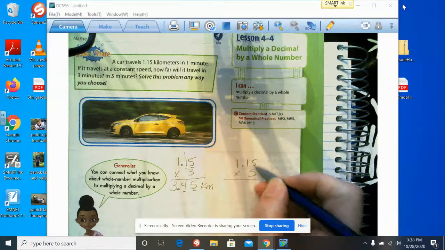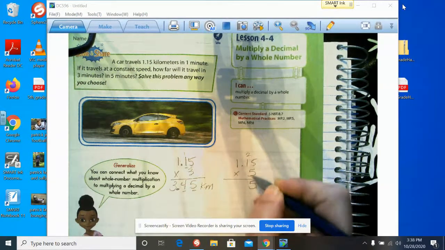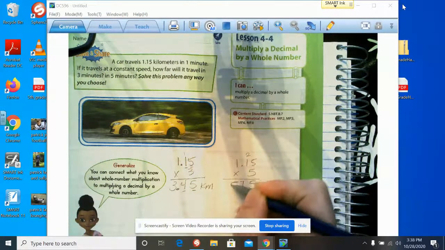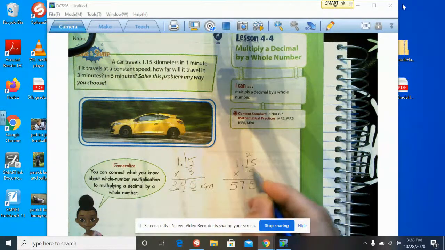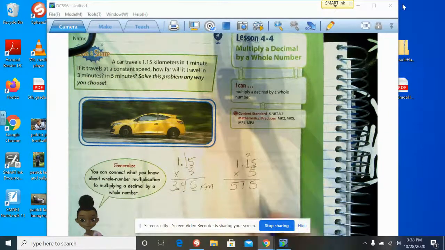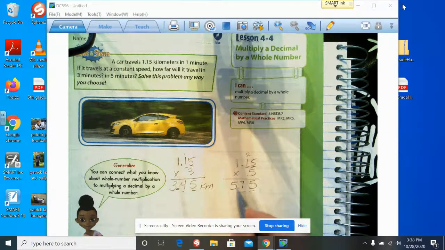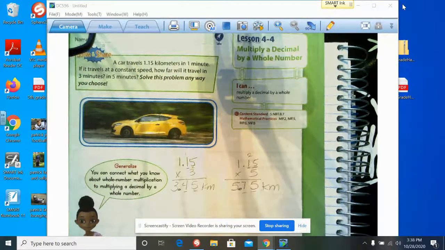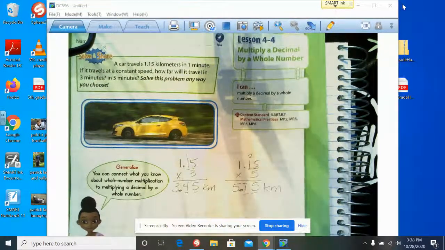Okay? The second one is in 5 minutes. So we would do 5 times 5 is 25. 5 times 1 is 5, plus 2 is 7. 5 times 1 is 5. Again, 2 decimal places in the problem, 2 decimal places in the answer. 5.75 kilometers. Okay, let's do some practice problems together.